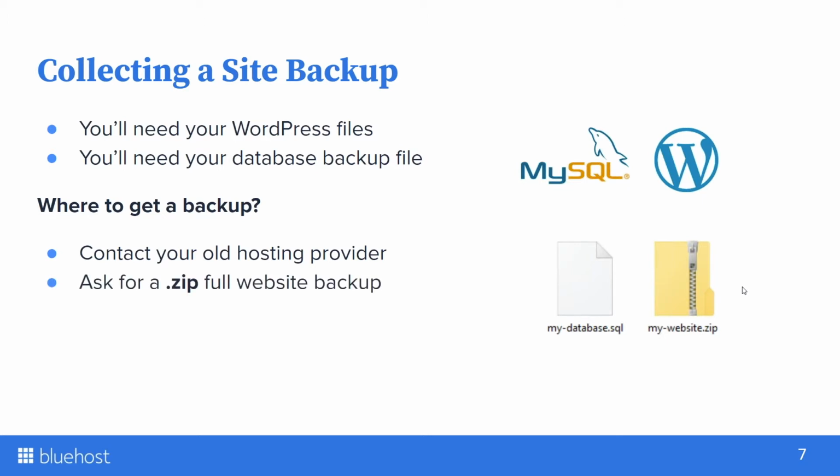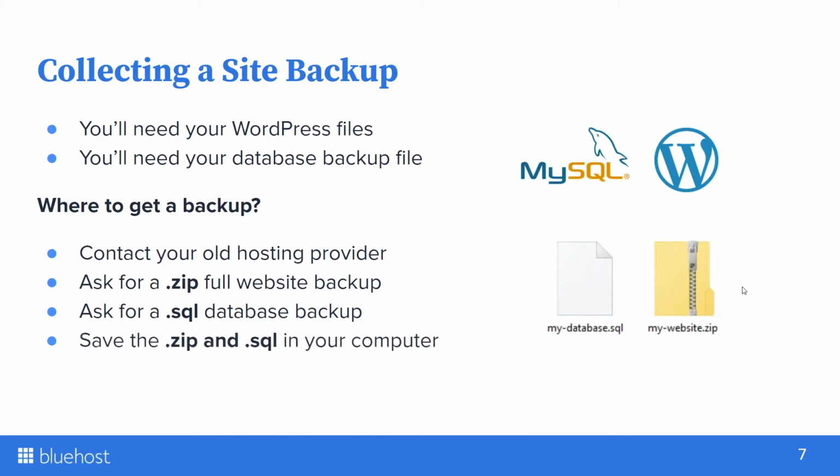For your WordPress file backup, or your website files, you will usually get a file with a .zip file extension. And for your database backup, you will usually get a file with a .sql file extension. If you look on the right-hand side of this slide, you'll see a little screenshot of some example files. I have my-website.zip and my-database.sql. This is usually what your old hosting provider will give you.